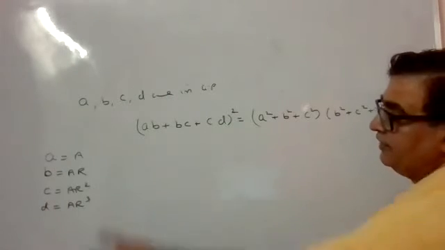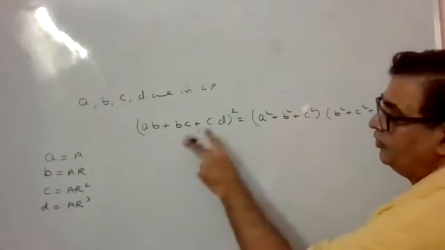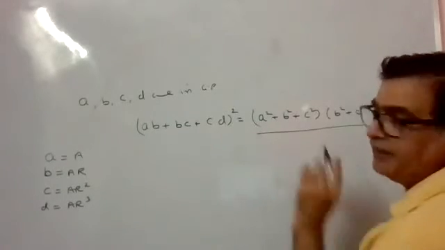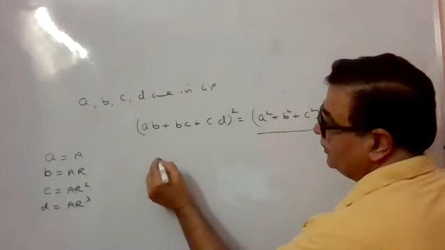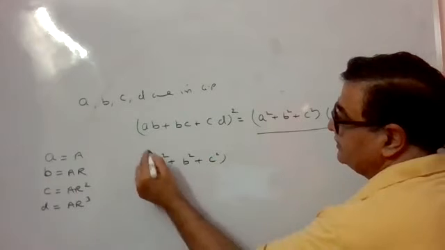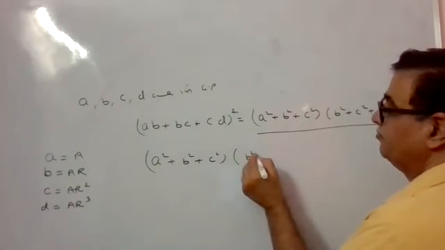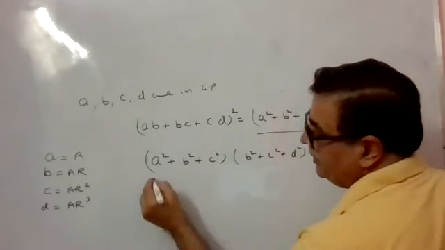Again, we will start with the 4 results we have taken already. Either I'll start with this side or this side. It is better, it is expanded, so you take this form. And we will put the value here. So I start with (a square plus b square plus c square) into (b square plus c square plus d square). A remains a only.